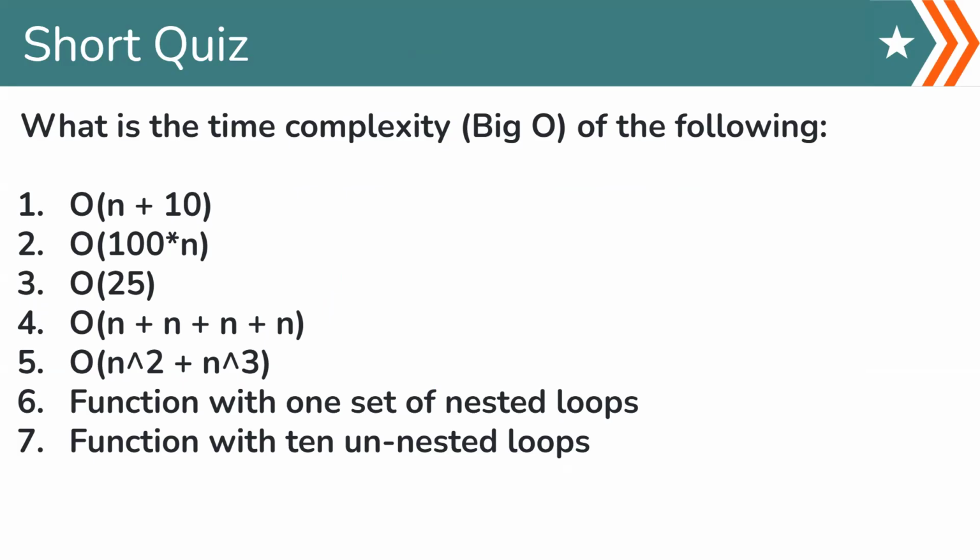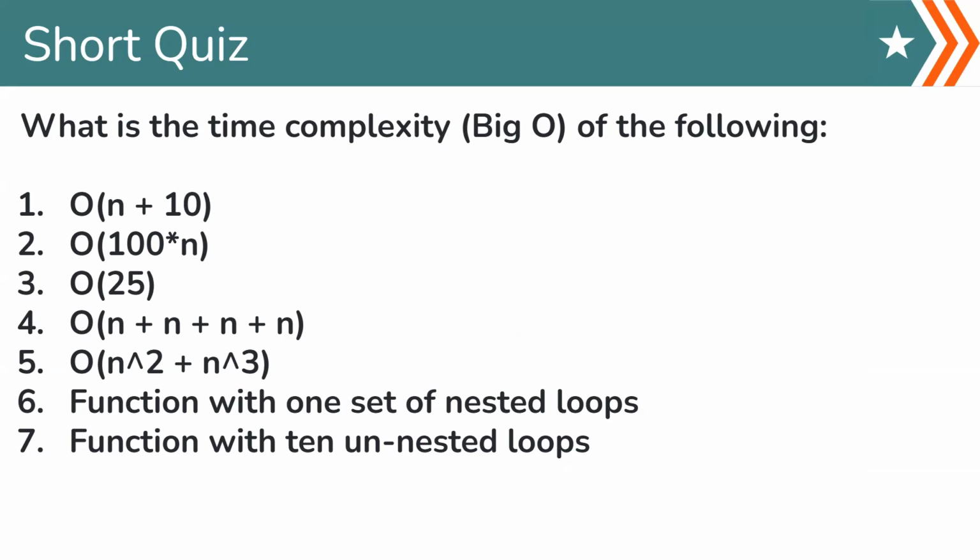O of n plus n plus n plus n. O of n. Once again, it would increase linearly depending on the size of whatever n is. O of n squared plus O of n cubed. O of n cubed. Correct. That's 3 for loops, all nested within each other.